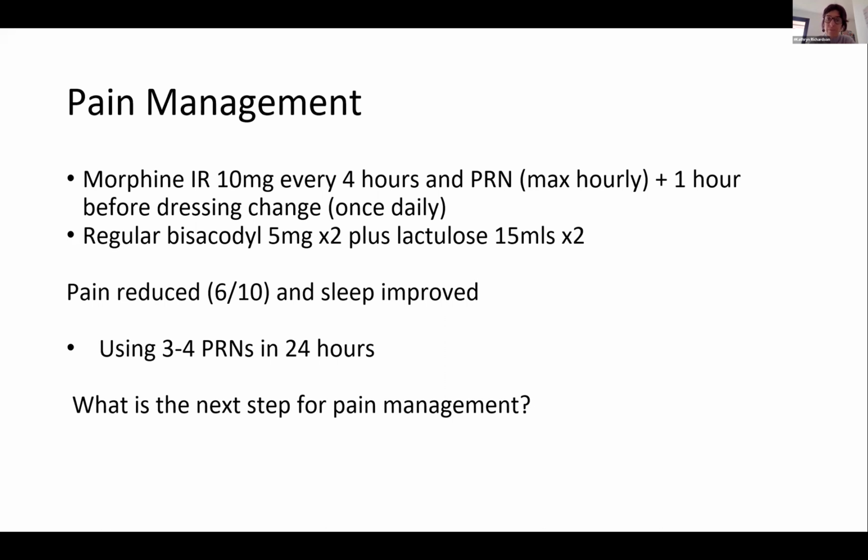The exception is patients who have diarrhea, okay? And what you'll find is morphine will probably improve their diarrhea. So with the regular morphine dose, this man's pain improved to about 6 out of 10. Okay, so it came down from 9 out of 10 to 6 out of 10. And with this, his sleep improved. So he started sleeping a little bit during the night time. And he was taking around 3 or 4 additional doses in 24 hours.